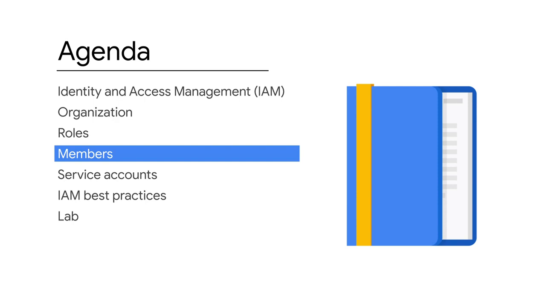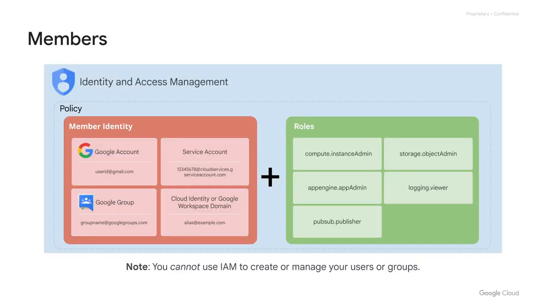Let's talk more about members, which define the who part of who can do what on which resource. There are 5 different types of members: Google accounts, service accounts, Google groups, Google Workspace domains, and Cloud Identity domains. A Google account represents a developer, an administrator, or any other person who interacts with Google Cloud.